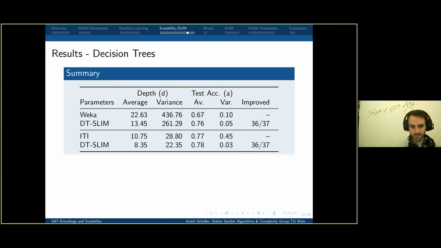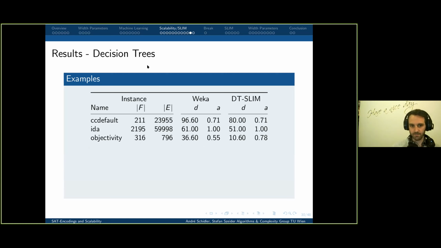So for the second heuristic, ITI, interestingly, it produces more balanced trees because the number of nodes is very similar to the Weka trees, but the depth is lower. So here, of course, there's not that much to gain comparatively, but it's still a 20% decrease in depth. And the testing accuracy only increased slightly, although it didn't vary that much anymore. And again, an improvement on all but one instance, which was trivially sized.